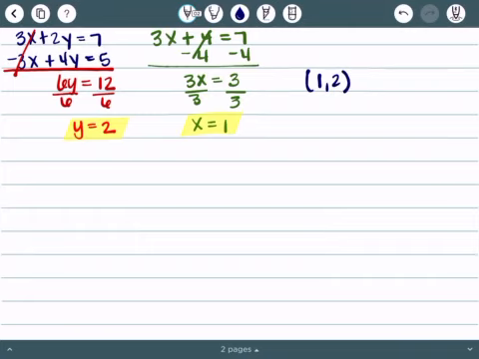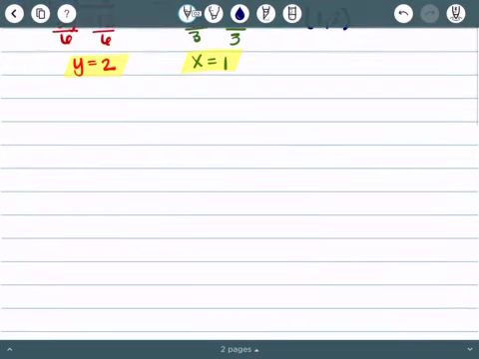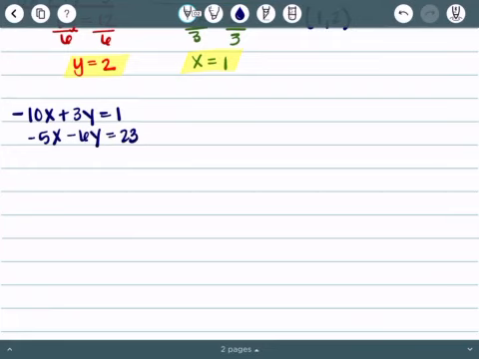Okay, so we do our next example. And we have negative 10x plus 3y equals 1. And we have negative 5x minus 6y equals 23.